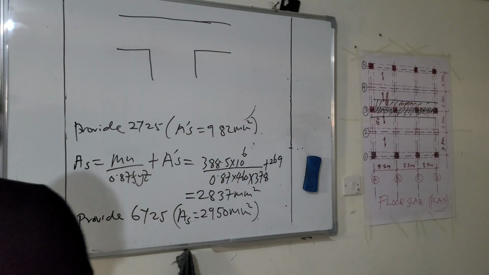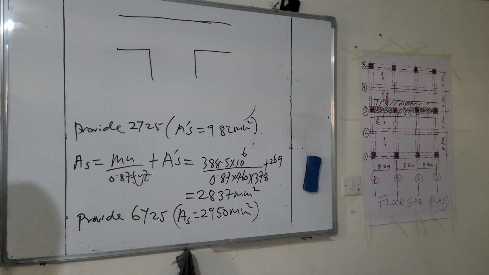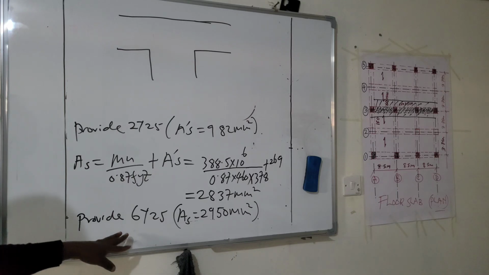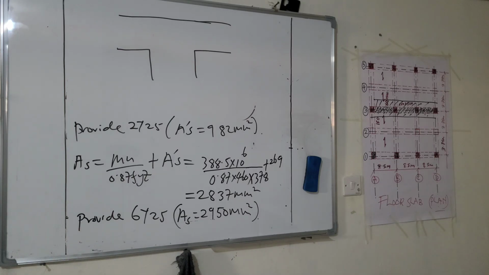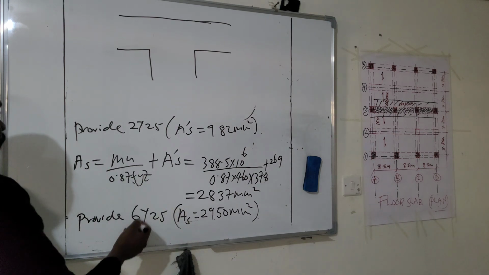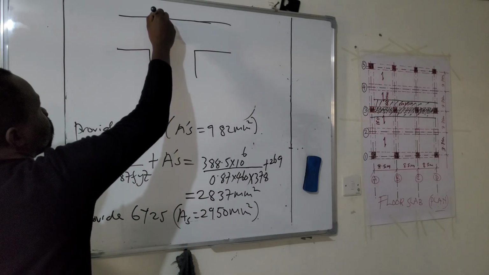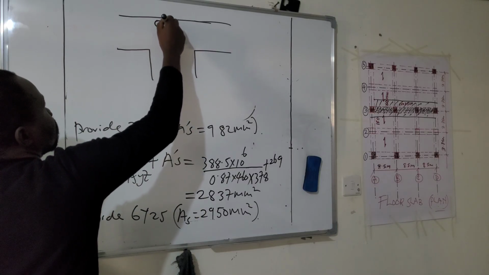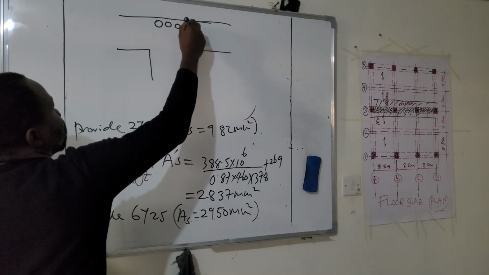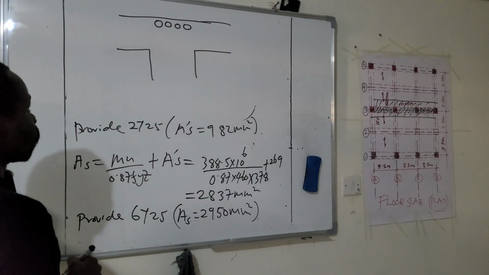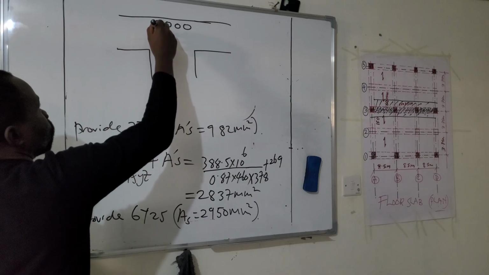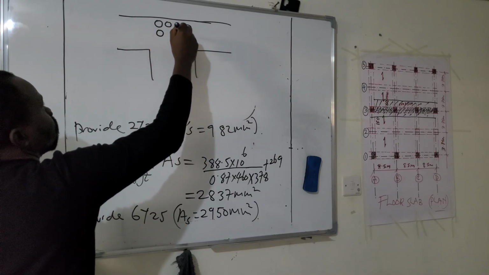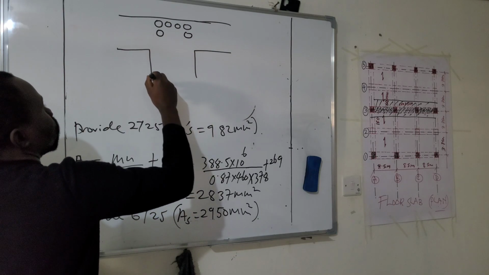So we have the tension bar, which is 6Y25. Remember, from the initial calculation of this, we assumed a two-layer of 25 millimeter diameter bar. So we will also maintain the same. So we have 6. So at the top, 1, 2, 3, 4, and then you are remaining with 2, 1, 2.